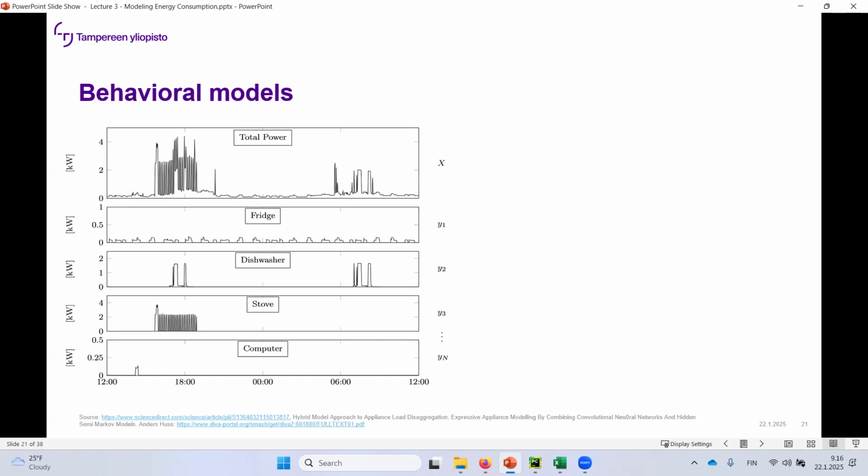So behavioral patterns could be extracted, for example, from these kinds of factors: fridge usage, dishwasher usage, stove usage, and computer usage, from which you can get the total power. And you can see there's a peak in here and a peak in here.